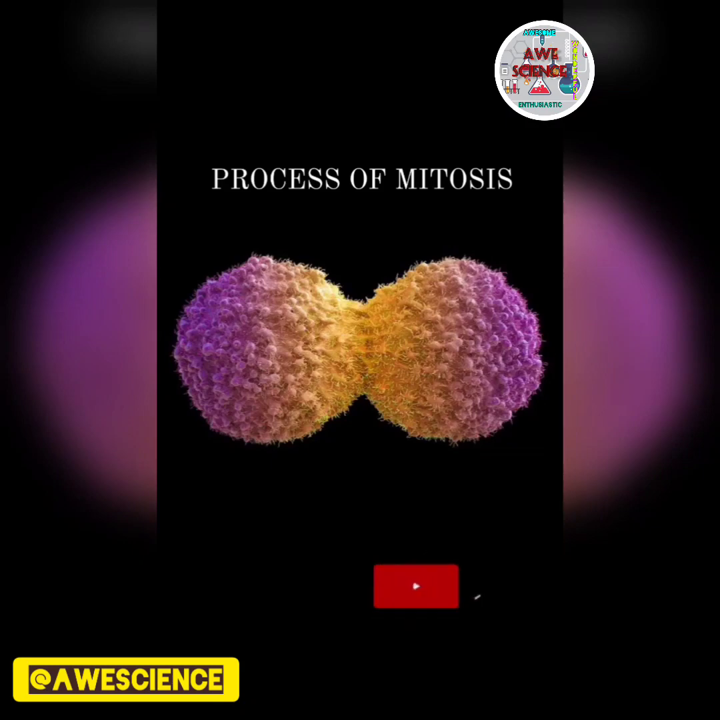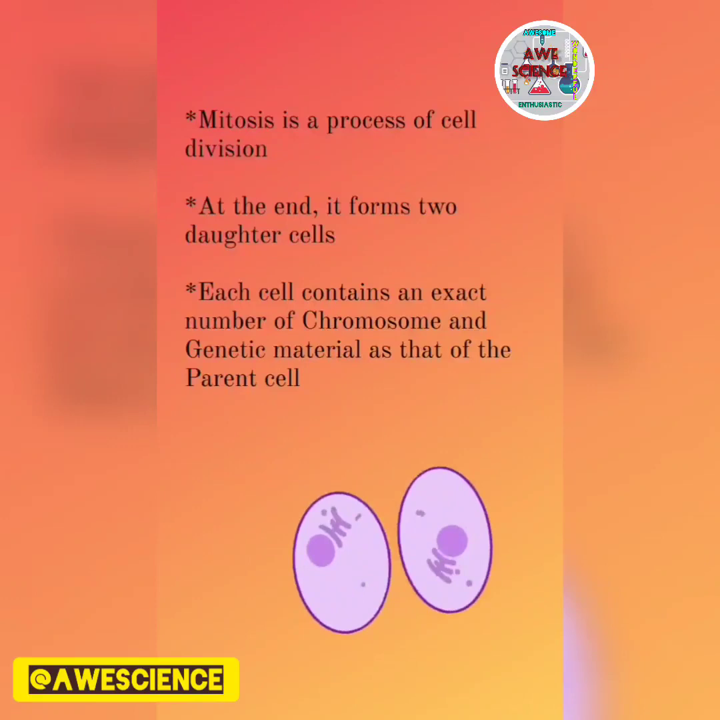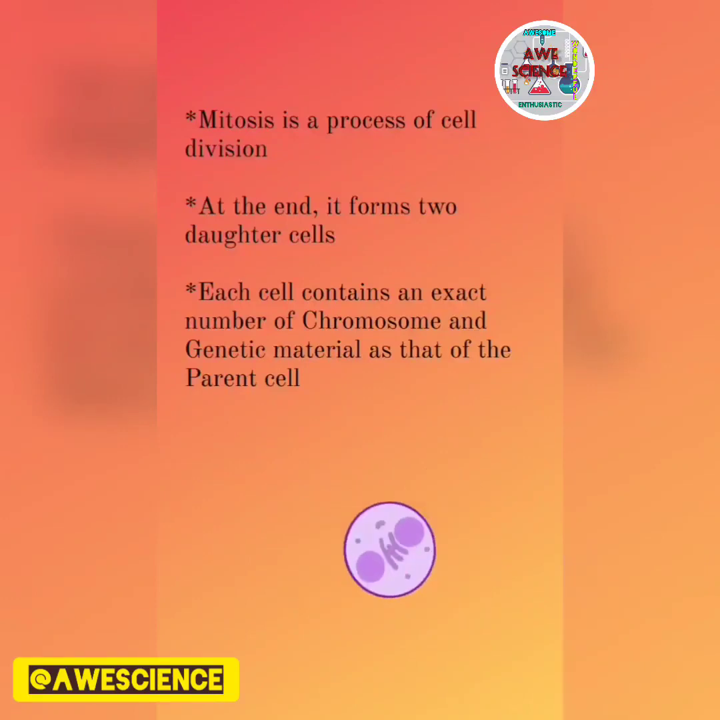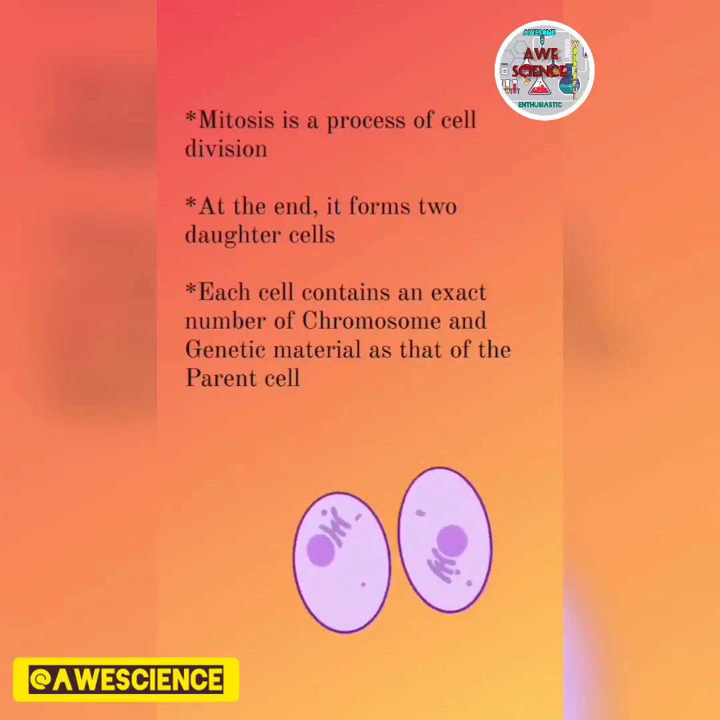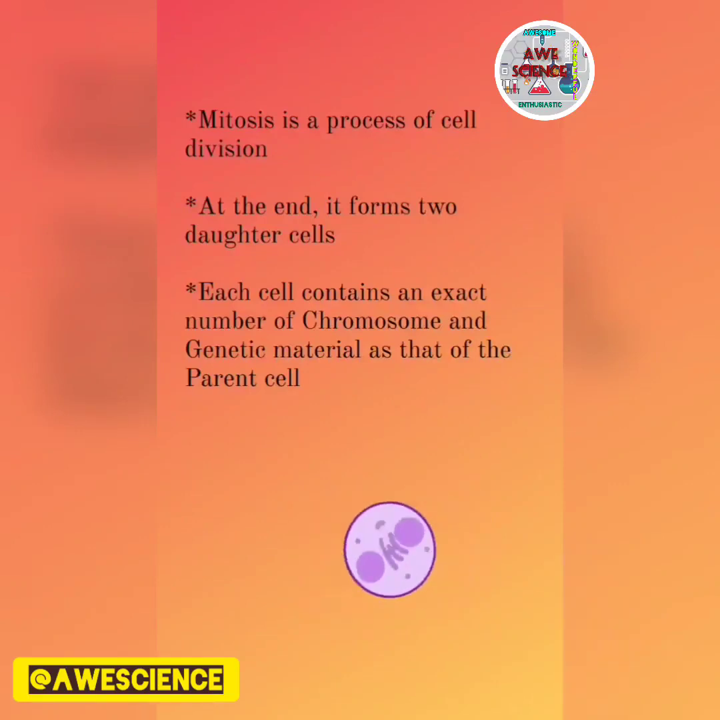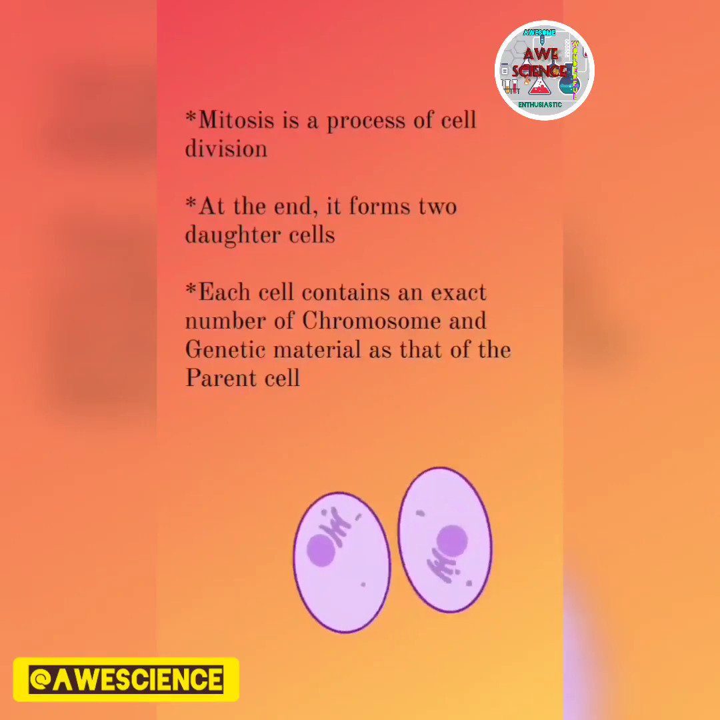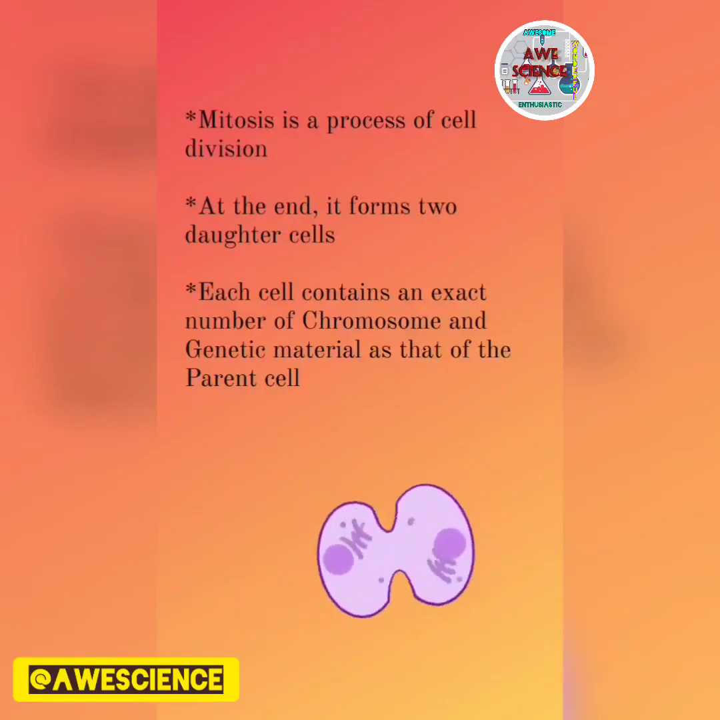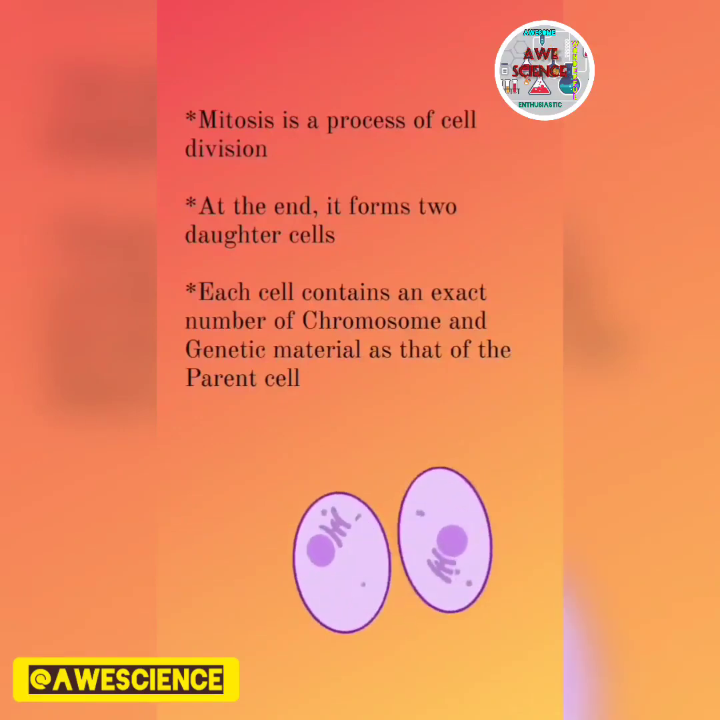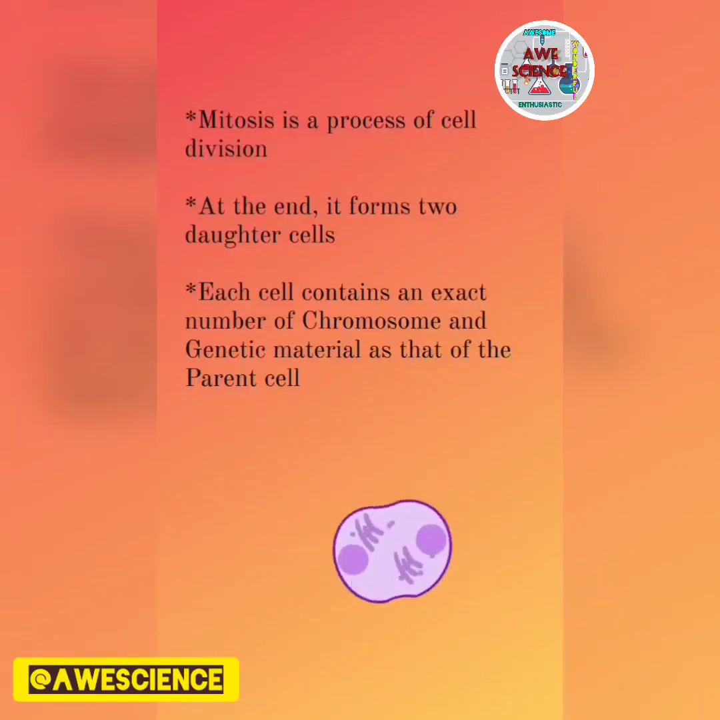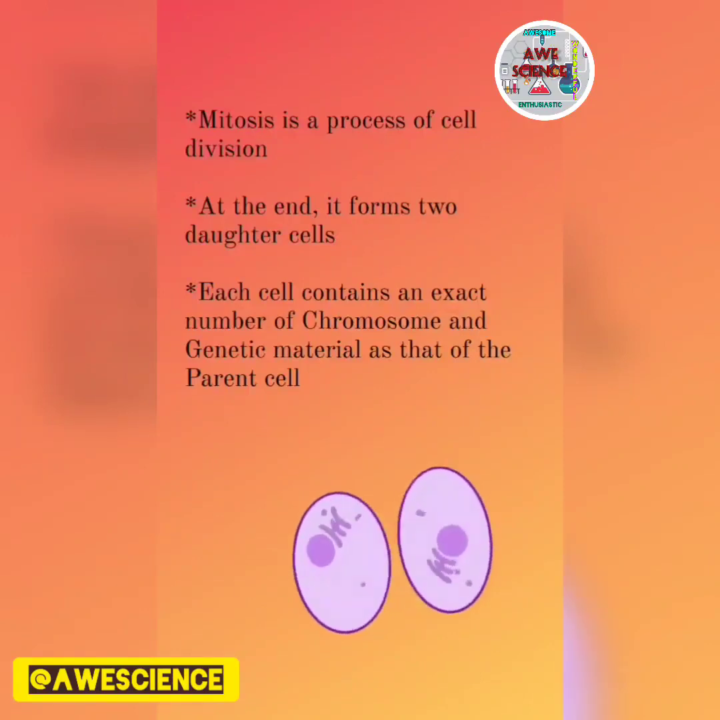In this video, we are going to talk about the process of mitosis. First of all, let us see what mitosis is. Mitosis is a process of cell division which occurs in living beings. At the end of this process, two daughter cells are formed. Each cell contains the exact number of chromosomes and the same genetic material as that of the parent cell.